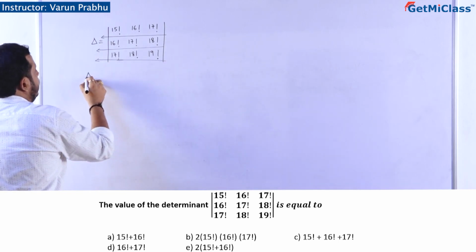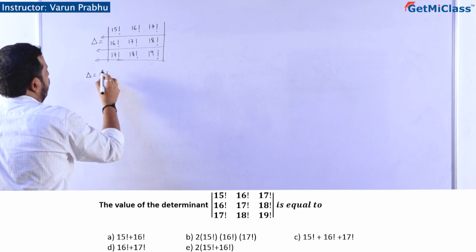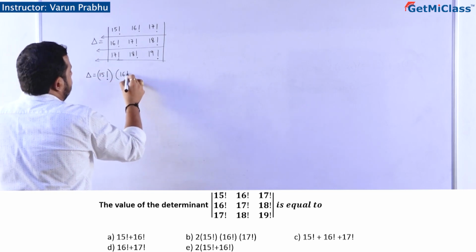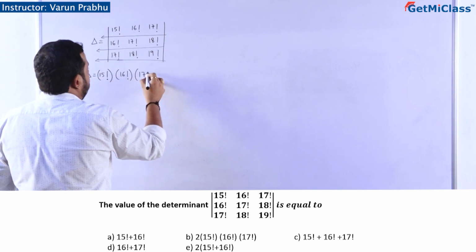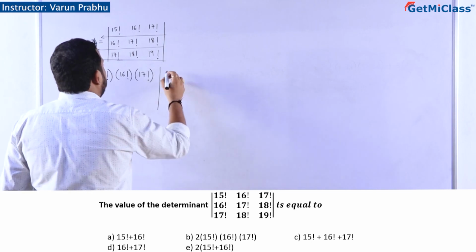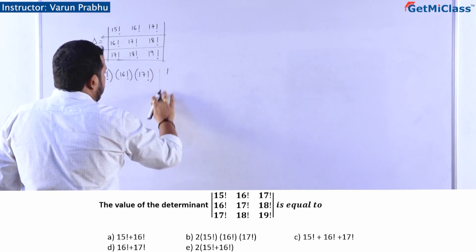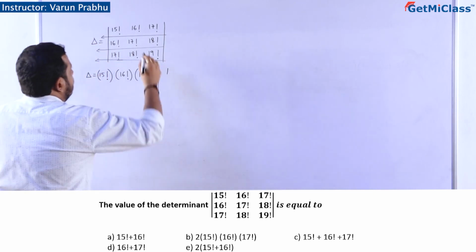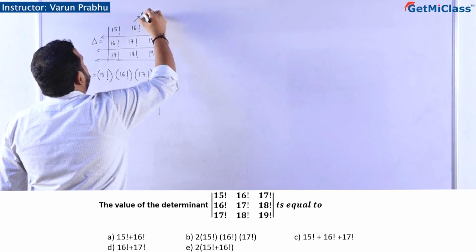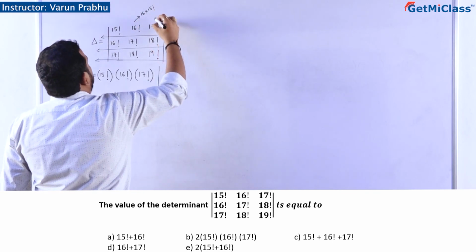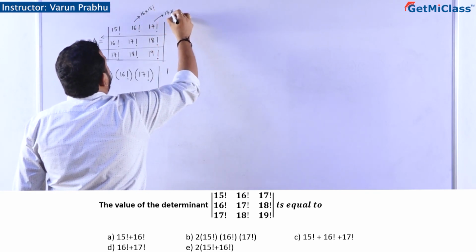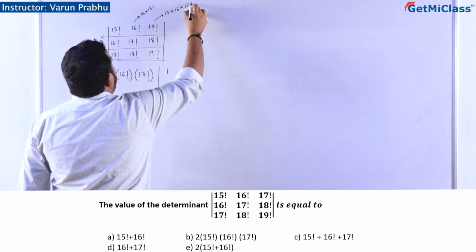So what we can do: delta is equal to 15 factorial, I will take out common from row number 1, 16 factorial I will take out common from row number 2, and 17 factorial I will take out common from row number 3. So 16 factorial can be written as 16 into 15 factorial, right? 17 factorial can be written as 17 into 16 into 15 factorial.